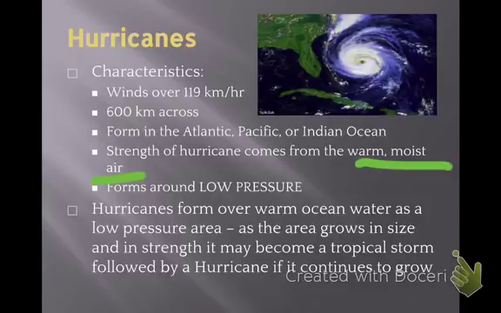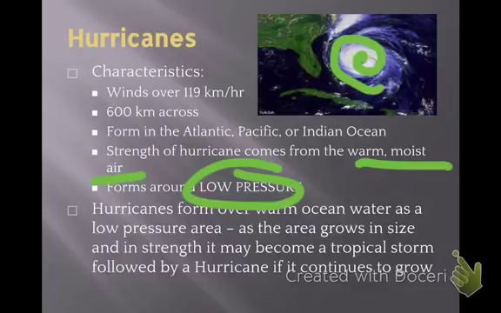Because a hurricane is bad weather, they're going to form over low pressure. You can see in this picture that it's moving counterclockwise. And we talked about that already. Hurricanes form over warm ocean water as a low pressure area. As the area grows in size and strength, it's going to be a tropical storm first. And we talked about how it can be upgraded or downgraded when we were going through this, followed by a hurricane if it continues to grow.